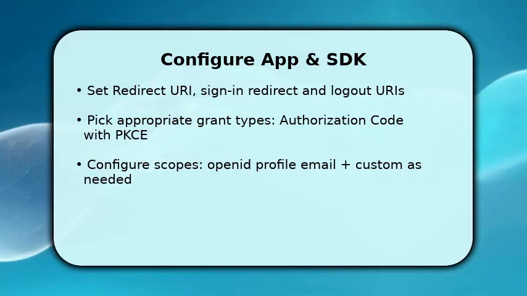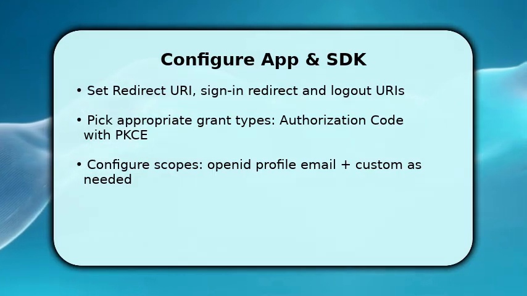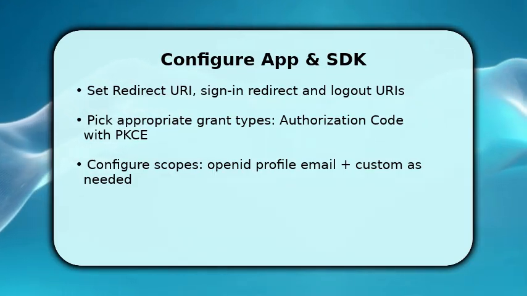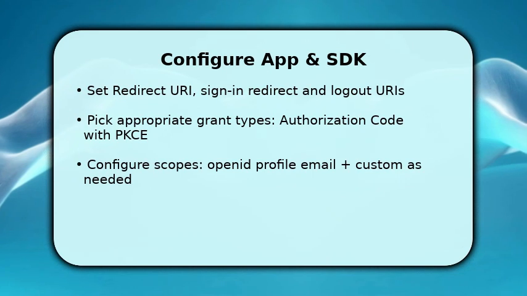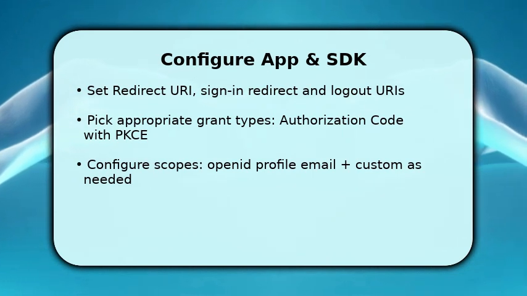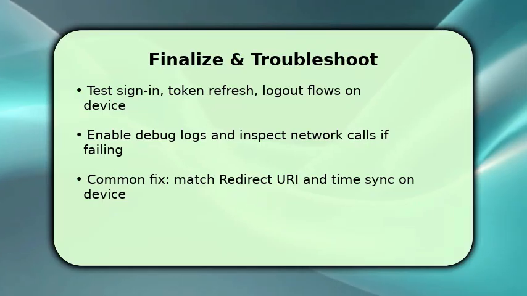Integrate the SDK by pasting the client ID and issuer URL into your app's config file, then implement the sign-in flow and token storage. Make sure tokens are stored securely. For iOS, use keychain. For Android, use the Keystore. To finish, test the full flow.